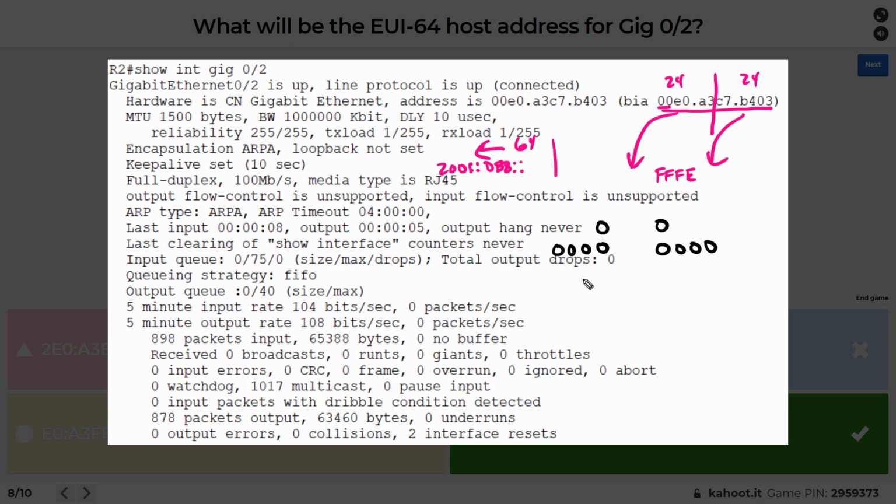So that's what it is. But if we flip the 7th bit, I'll put it in a different color here, and we went to 1, 2, 3, 4, 5, 6, 7. So if it was a 0, we're going to make it a 1. We flipped it. Now it would be 0, and that's the 2 position. That'd be a 2, and our address would be 02E0, and then A3, and then FFFE, and then the C7B403 at the back end.